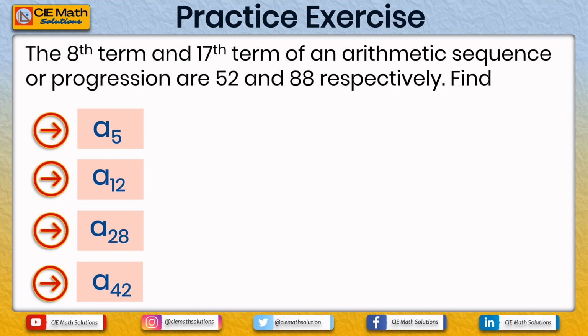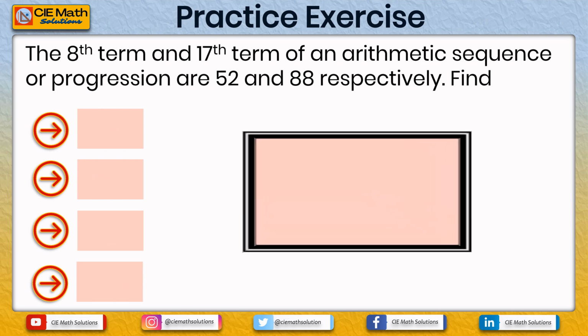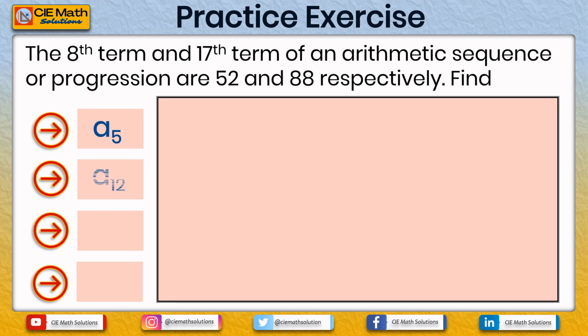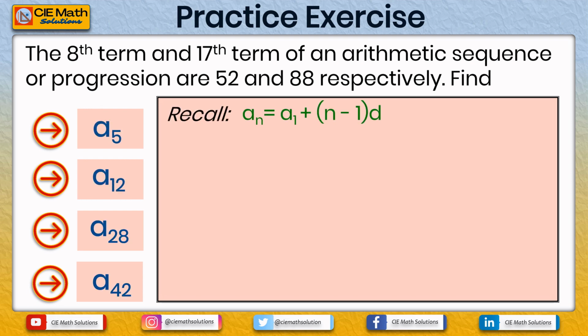Now let us have the answers. Representing each of the given terms using the nth term of an arithmetic sequence, an equals a1 plus n minus 1 times d, we will then have a17 or the 17th term is equal to 88, and also a8 is equal to 52.